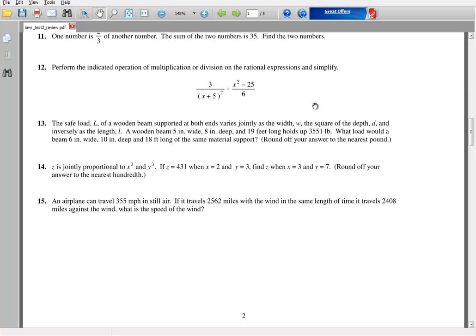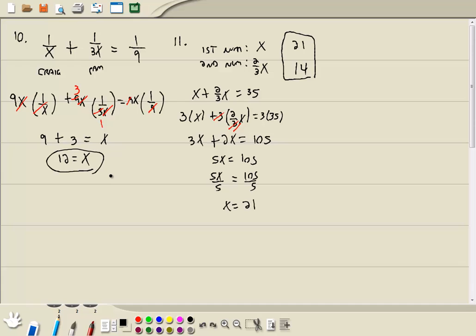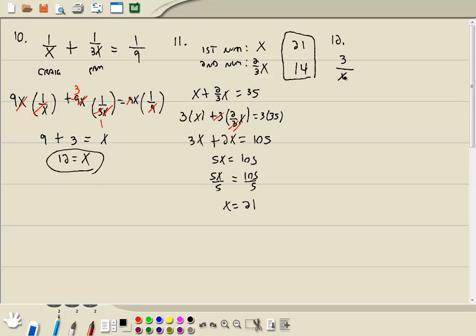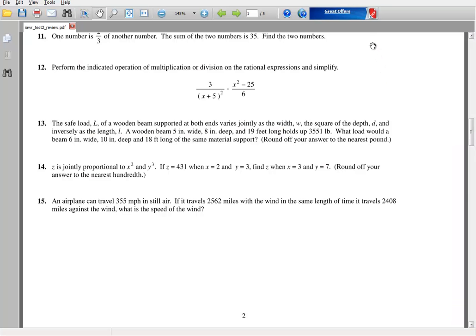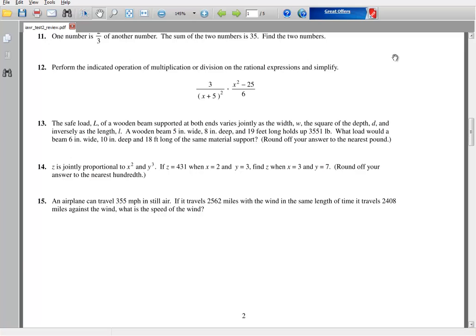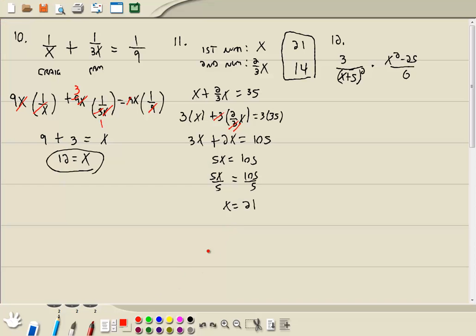Okay, number 12. Yeah, probably got room here. We got 3 over x plus 5 squared, times x squared minus 25 over 6. And the instructions say perform the indicated operation of multiplication, division, and rational expressions and simplify. This is multiplication. Our first step is to factor everything. Can't do anything with the 3. X plus 5 squared. That means x plus 5 times x plus 5.